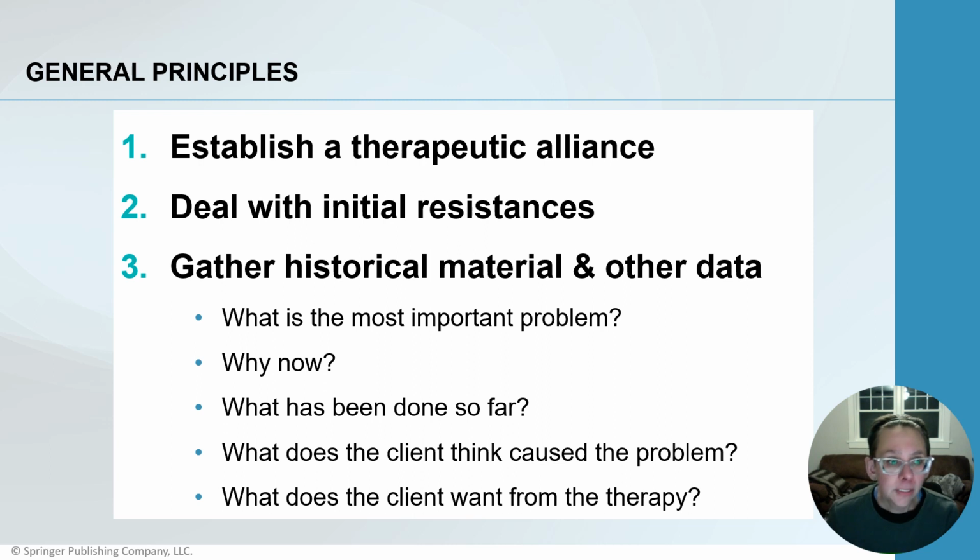When thinking about general principles, we have to think about different things we can do with the therapy. The important part is establishing a therapeutic alliance, and also remembering ways to deal with initial resistance. And we've talked about some of those ways. The importance is gathering historical material and other data. What is their most important problem? Why now? What has been done so far? What does the client think caused the problem? And what does the client want to take away from therapy?